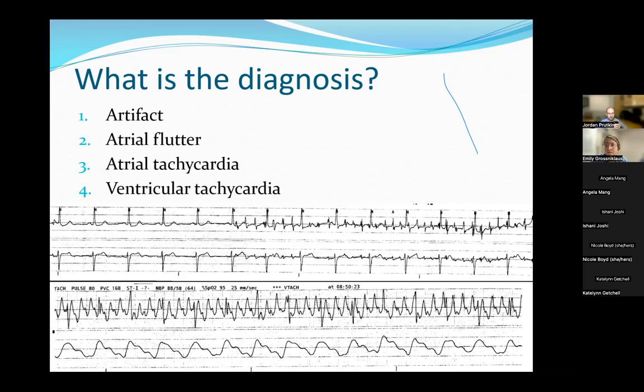All right, what do we got there, Emily? Okay. So I like the fact that there's a smattering here. I also like the fact that the correct answer was the most common one here. About 50% of you got this right. This is artifact on both of these.